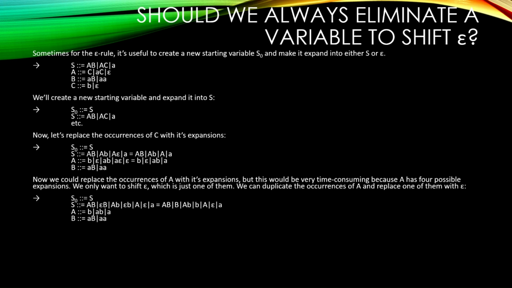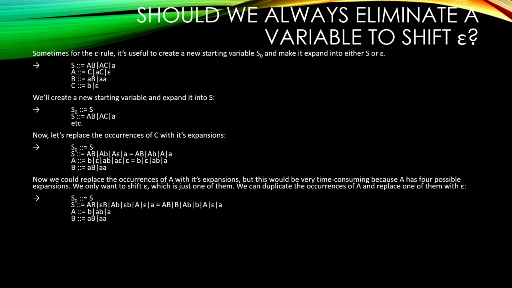But now A contains epsilon. So let's see how we could shift that. We could replace the occurrences of A with its expansions. So we could eliminate A, but A has a lot of expansions. It would be very time consuming because there are 4 possible expansions. The only terminal that we want to shift is epsilon, and that's just one of these 4 expansions.